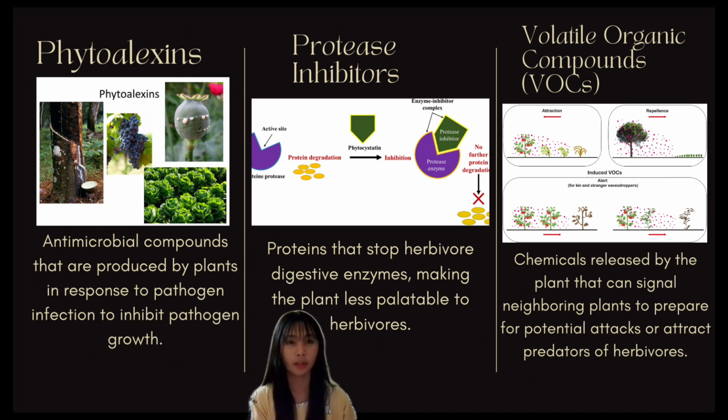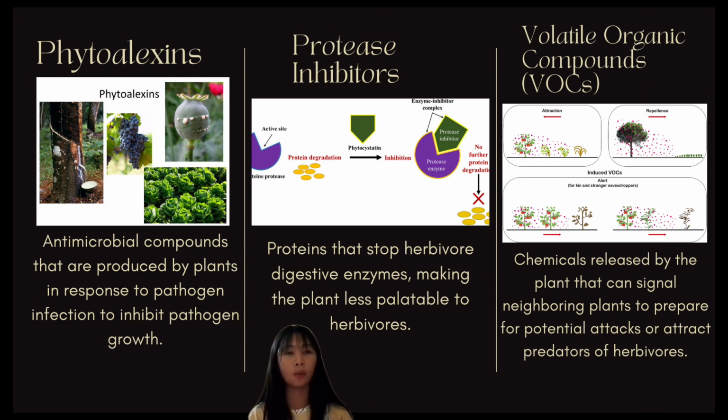Phytoalexins are antimicrobial compounds produced by plants in response to pathogen infection. They act as a defense mechanism to inhibit pathogen growth, preventing the spread of disease. Protease inhibitors are proteins that stop herbivore digestive enzymes, making the plant less palatable to herbivores.